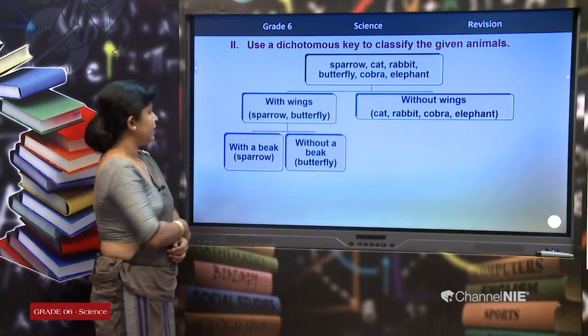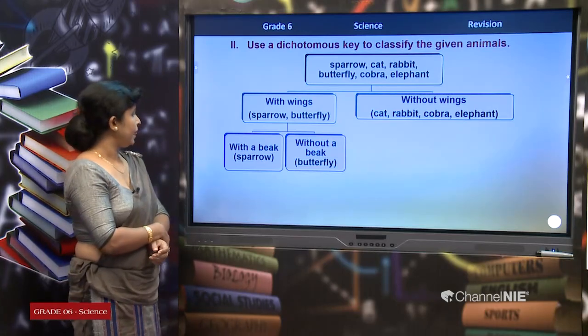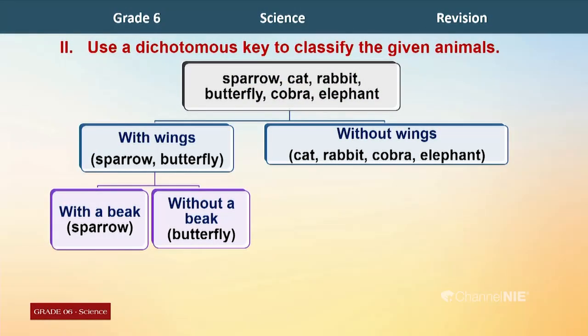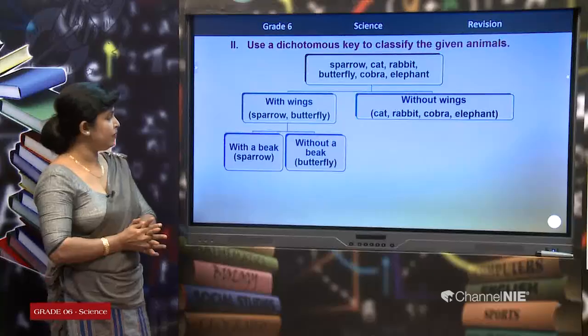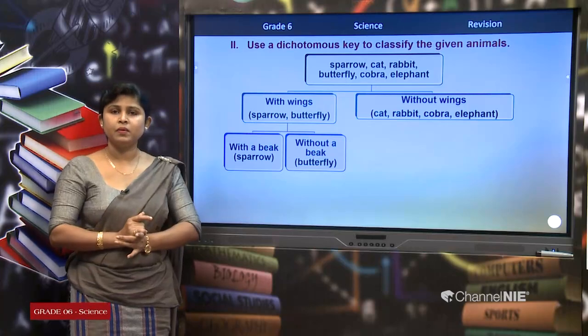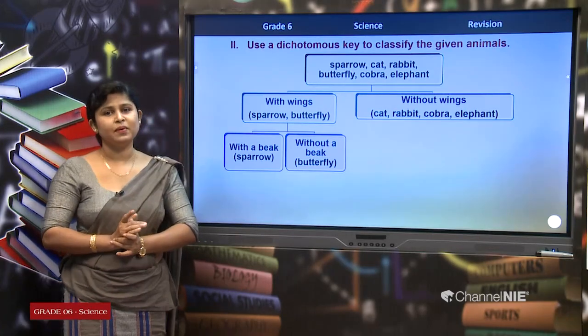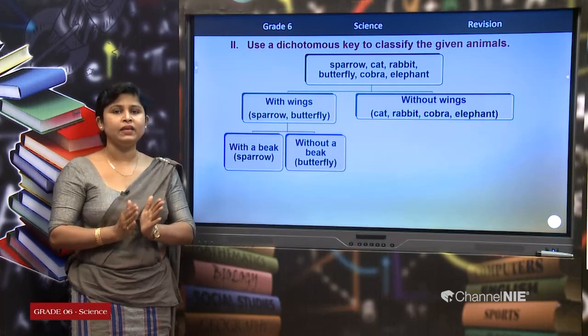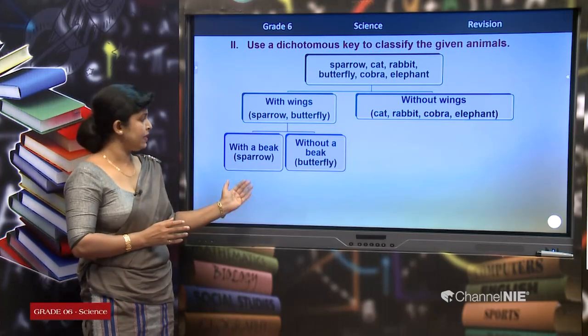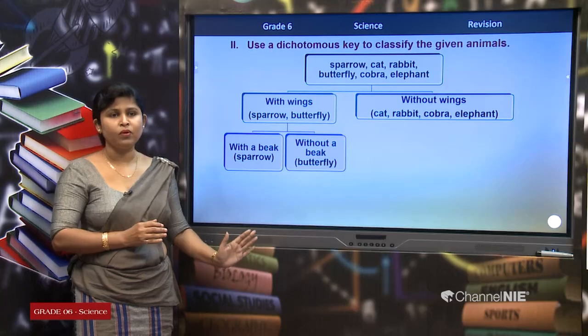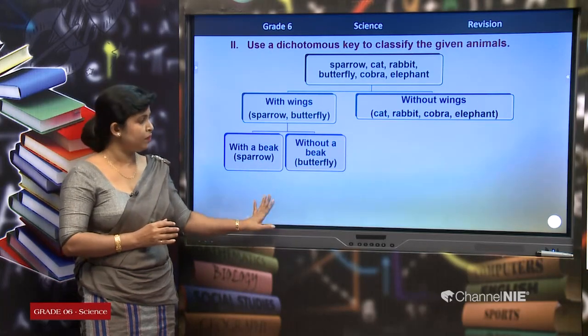Once again, I will divide the first group of animals in this way. The animals with wings are divided into two, with a beak and without a beak. We use that external feature. We use the feature that is beak, presence of beak and absence of beak. A sparrow has got a beak, but the butterfly has not a beak. It has a proboscis to suck nectar from the flowers. So according to that, we can divide sparrow and the butterfly. So you see that these two animals can't be divided more, then we can stop the division from this place.